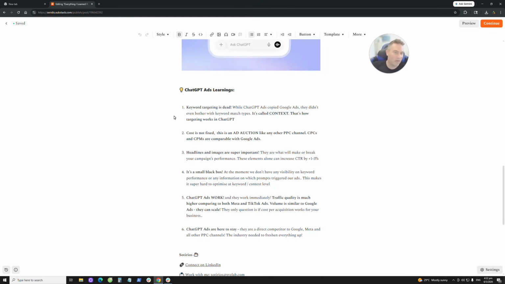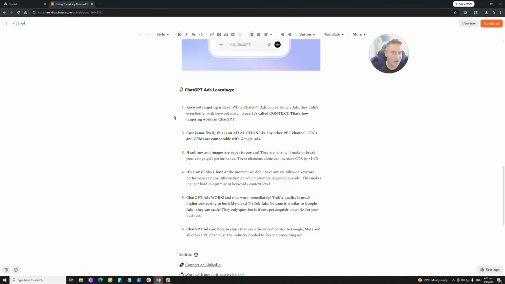They copied the structure of Google Ads, but they didn't really bother to copy keyword match types. So keywords are called context, and the new way that we are going to target basically pretty much in every platform, starting with ChatGPT, is we are going to insert a list of keywords and phrases describing the context, the topic essentially of our business. The algorithm is going to do the rest. So it's not about doing heavy keyword research. It's not about selecting and handpicking the right keywords and phrases.